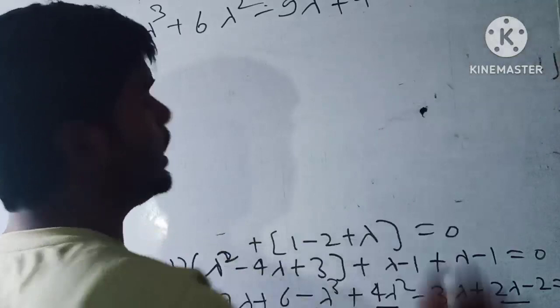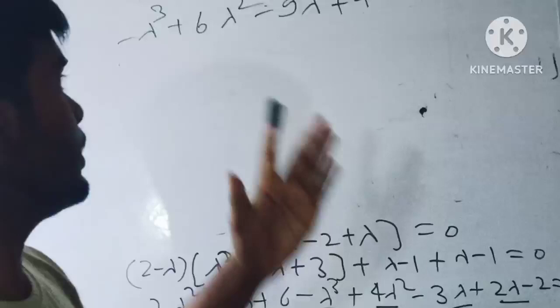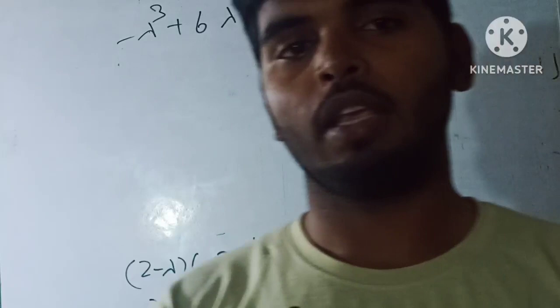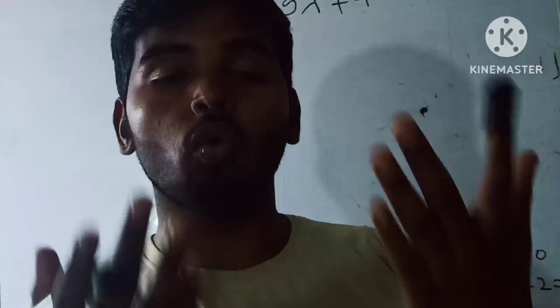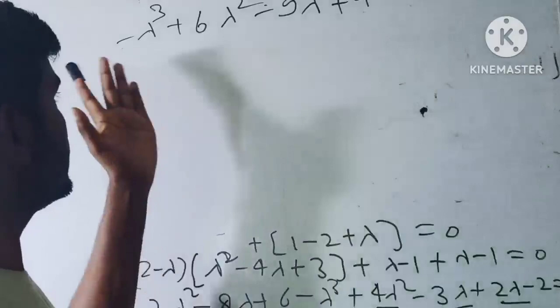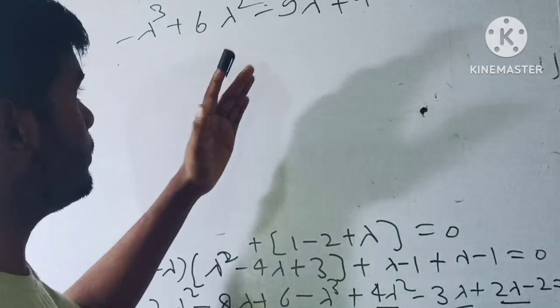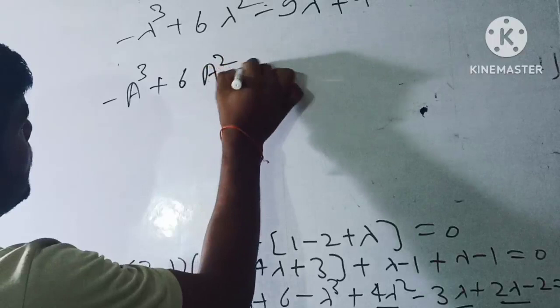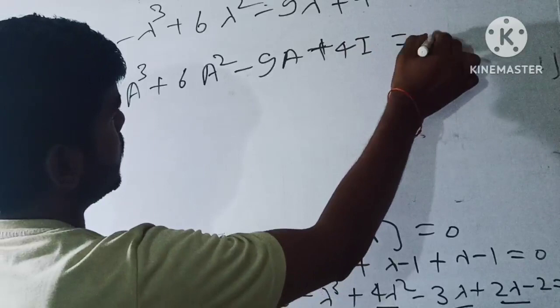Now we will apply the Cayley Hamilton theorem in this equation, right? What is the Cayley Hamilton theorem? The Cayley Hamilton theorem says that any square matrix A satisfies its own characteristic equation, right? So this is the characteristic equation of this matrix, right? So now this equation is converted into A cube plus 6 A square minus 9 A plus 4 I equal to 0, right? So this is the Cayley Hamilton theorem concept, right?